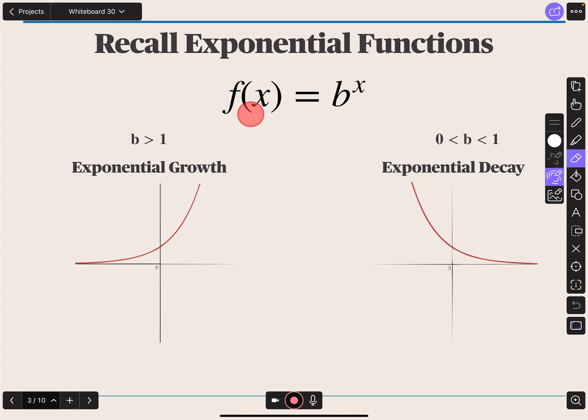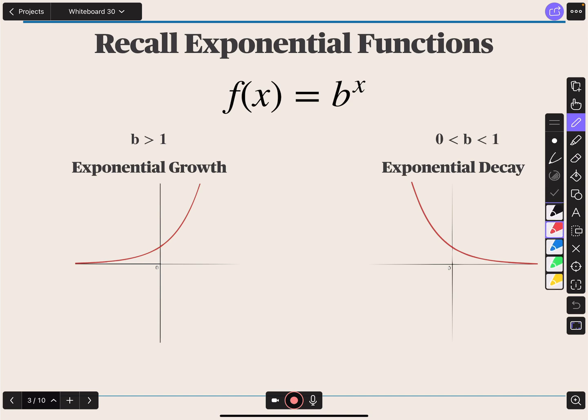If you recall, f of x equals b to the x, this is an exponential function. There's our x value, and there are some limits on b. Remember, b had to be greater than 0, and it can't equal 1. And then we said it falls into two groups, these exponential functions. The exponential growth group: if b, the base, is bigger than 1, it's going to be exponential growth. If it is a fraction between 0 and 1, it'll be exponential decay.